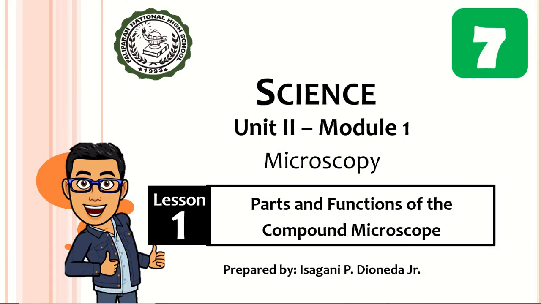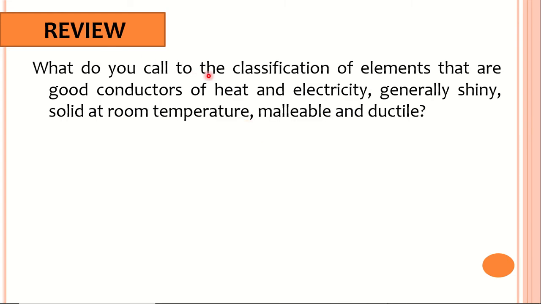Today, I am going to discuss the first lesson for this module, which is all about parts and functions of the compound microscope. But before that, let's have a short review for what you have learned in the past module. First, what do you call to the classification of elements that are good conductors of heat and electricity, generally shiny, solid at room temperature, malleable, and ductile?